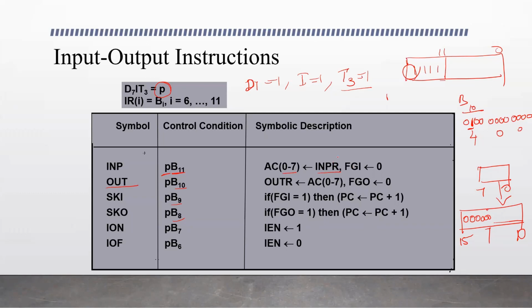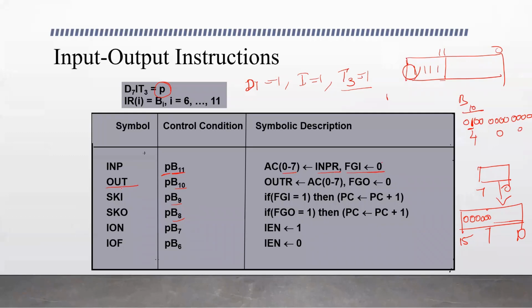Once this is done, FGI needs to be set to 0 for the next transfer, because there is no input now in INPR. There is no data available in INPR, so it has to be set to 0. Then again, when the next input comes from the input device to INPR, it has to be set to 1.